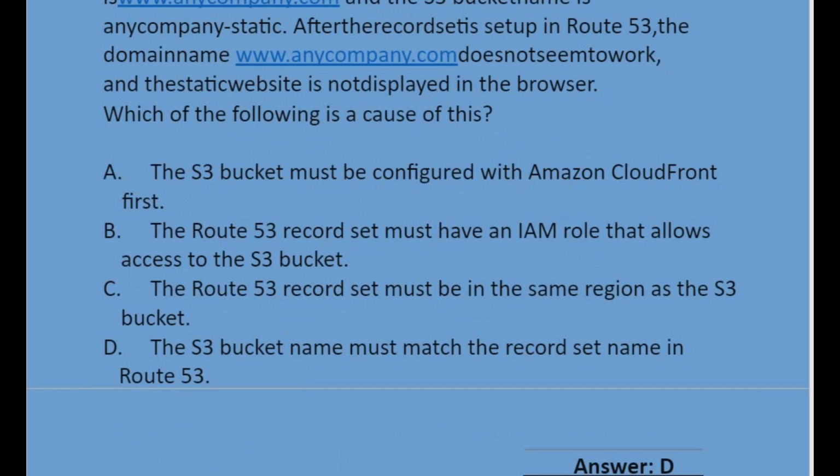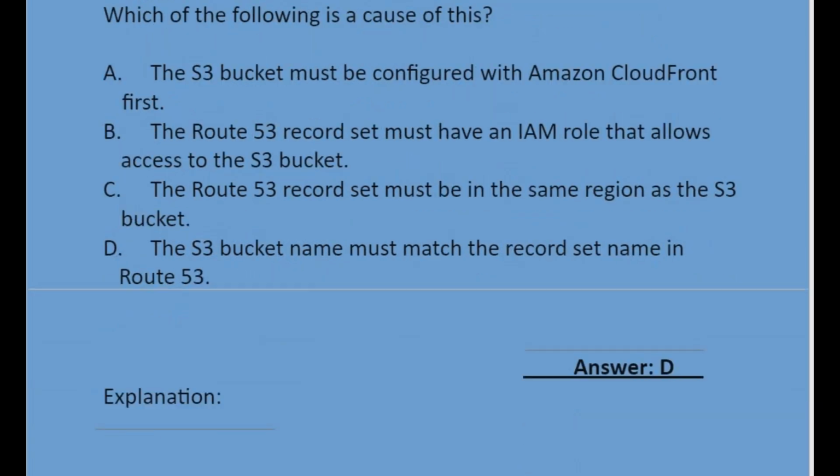Option A. The S3 bucket must be configured with the Amazon CloudFront first. Option B. The Route 53 record set must have an IAM role that allows access to the S3 bucket. Option C. The Route 53 record set must be in the same region as the S3 bucket. Option D. The S3 bucket name must match the record set name in Route 53. Correct answer is option D.